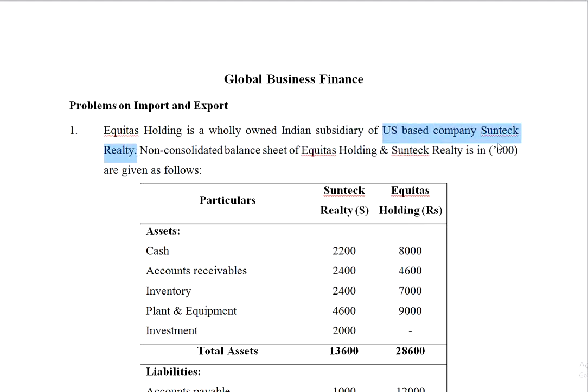The company name is Suntec Realty. This is the parent company operating in the US, and Equitas Holding is operating in India, and it is an Indian based company. So the common thing which we have to understand over here is, since Suntec Realty is operating in the US, its operating currency will be dollars, whereas Equitas Holding is operating in India, its operating currency is rupees. This is the common thing.